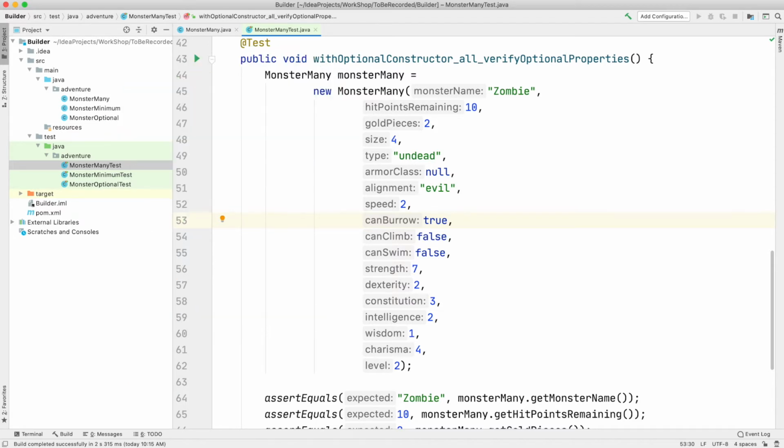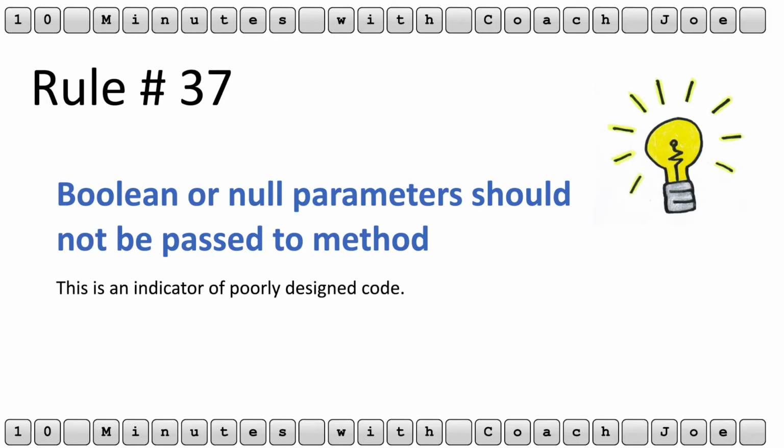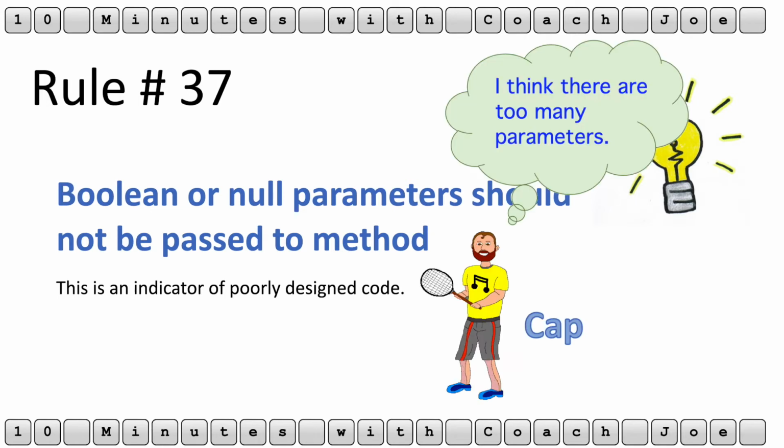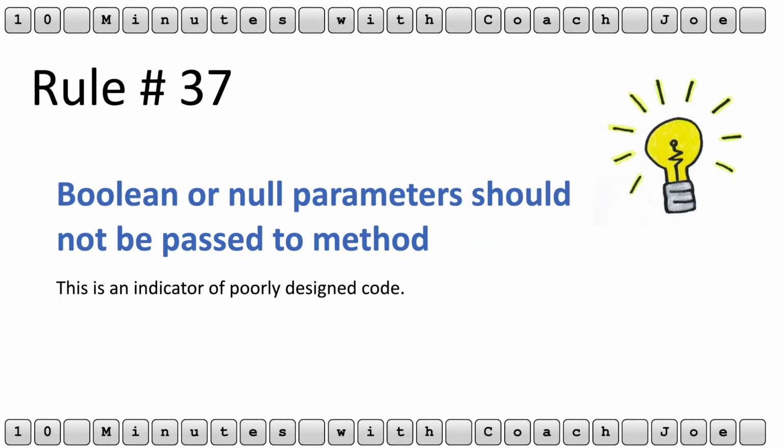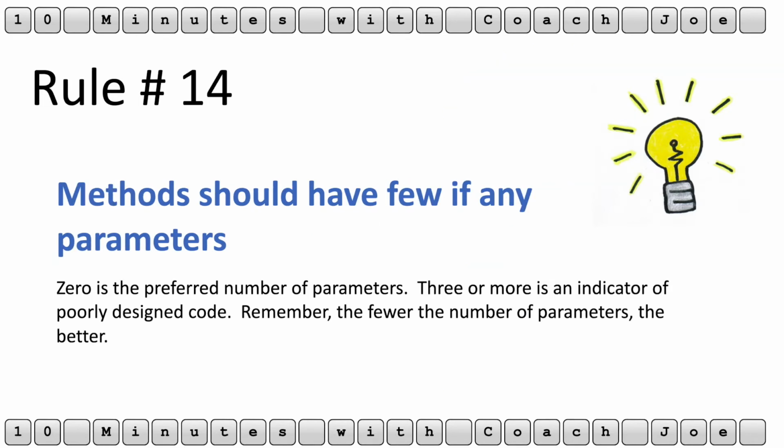Correct. Passing a null or a boolean is an indicator of poor code. Coach Joe rule number 37 states that boolean or null parameters should not be passed to methods. Yes, I agree. There are too many parameters for my liking. Coach Joe rule number 14 states that methods should have few, if any, parameters. 0 is the preferred number of parameters, 19 is way too many.